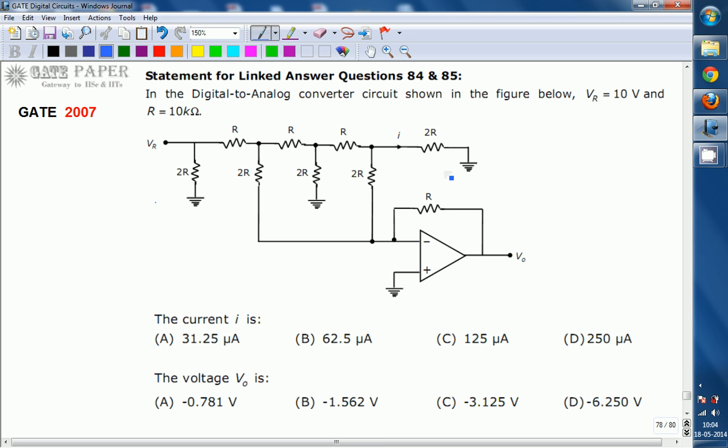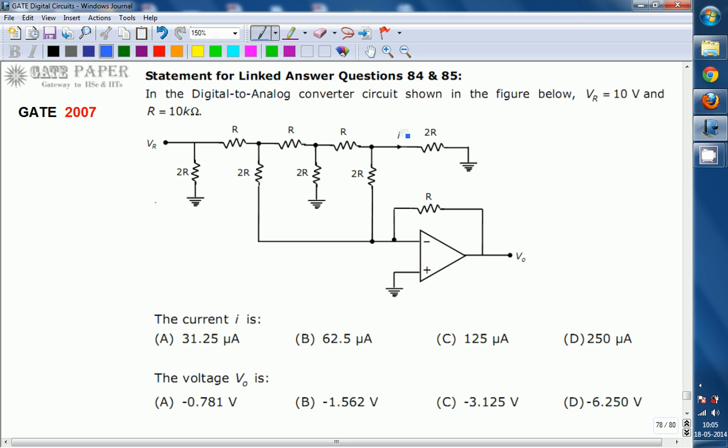Hello, we are discussing the GATE 2007 ECE paper, and this question is related to digital circuits. Look at the diagram given. The diagram is a digital to analog converter, that is, an R-2R digital to analog converter. In the circuit shown, VR is equal to 10 volts and R is equal to 10 kilo ohms. Then the current I flowing through the circuit.